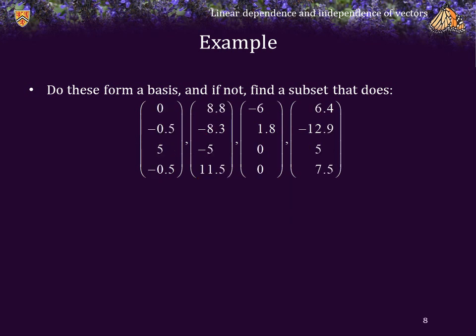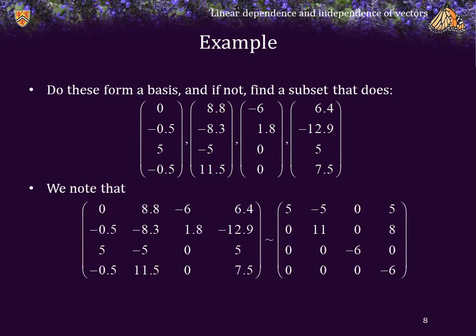Do these form a basis, and if not, find a subset that does? Once again, we create the matrix comprised of these 4 vectors as columns, and we find a row equivalent matrix that is in row echelon form. We note that the rank of the matrix is therefore 4. There are 4 vectors. Therefore, these 4 vectors are linearly independent, and therefore they form a basis for their span. Thus, this is indeed a basis.